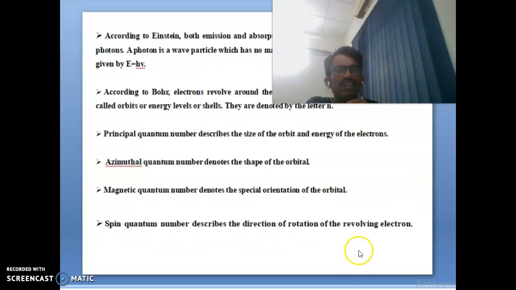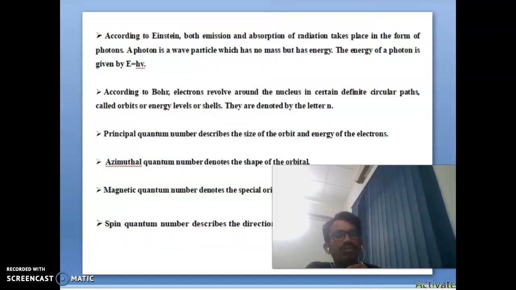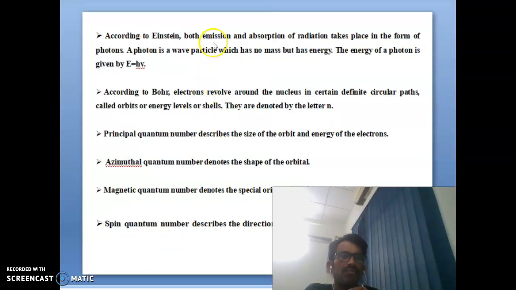You can see the next one. According to Einstein's theory, both absorption and emission of radiation take place in the form of photons. So the photon is a wave particle which has no mass but has energy. The energy of a photon is given by E is equal to h nu. This is Einstein's formula, which everyone knows.